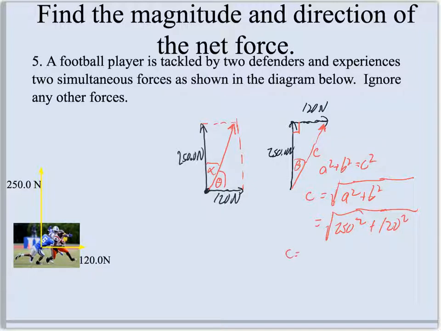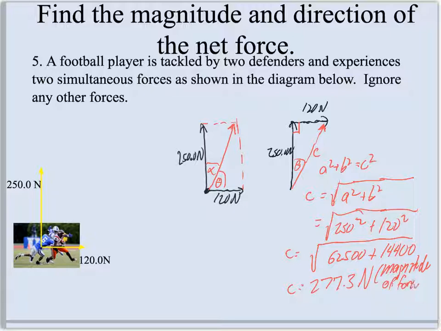So we end up with the square root of 62,500 plus 14,400. And we end up with 277.3 newtons, and that's the magnitude of the force. So the magnitude of the force, but it also says find the direction. So now we have to decide on the direction.